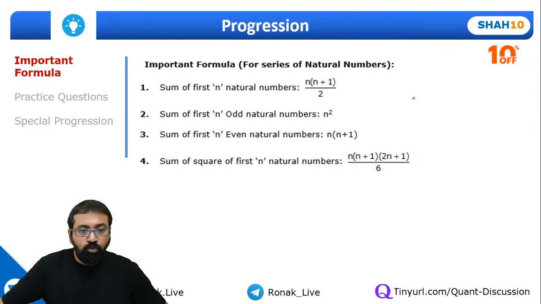Now, before we move on, we need to remember this formula. Guys, please remember this thing. Sum of n natural numbers. I'm sure all of you remember that. Then sum of n odd natural numbers is n square.